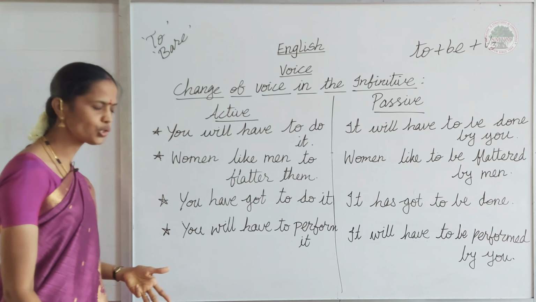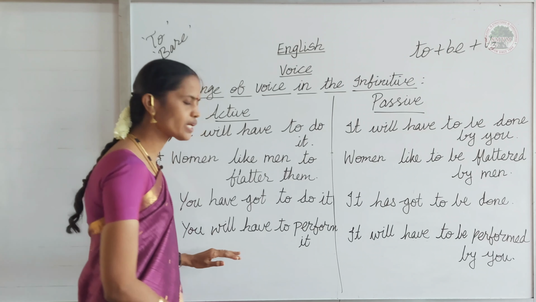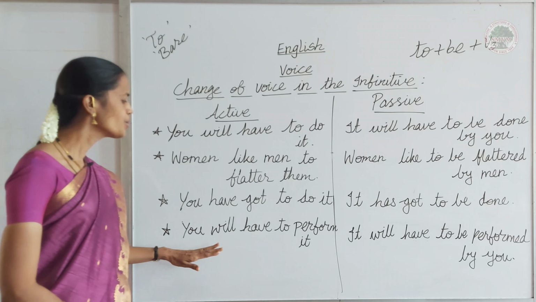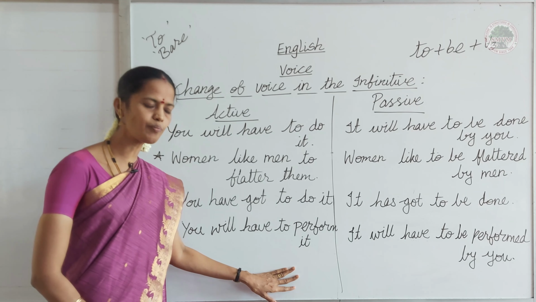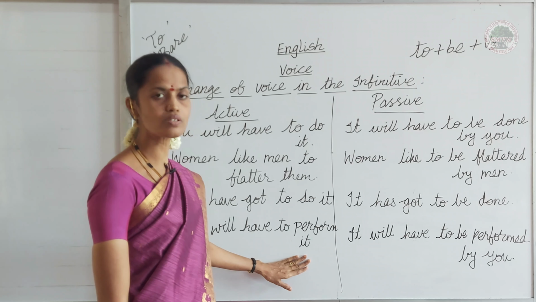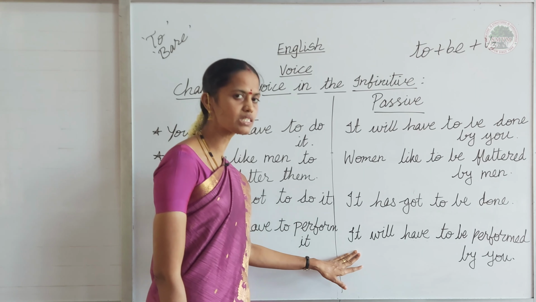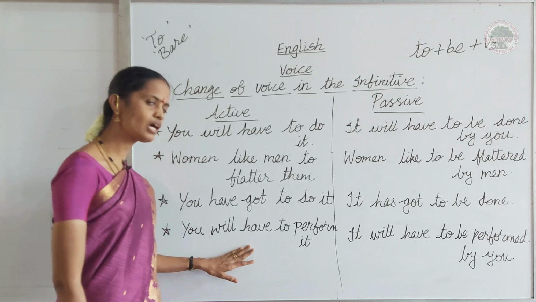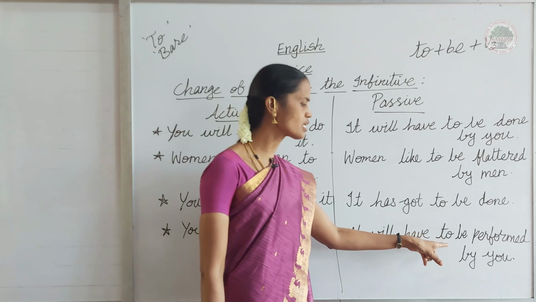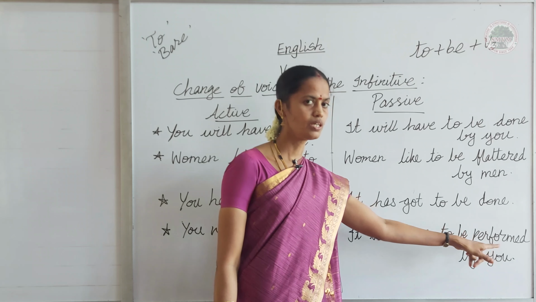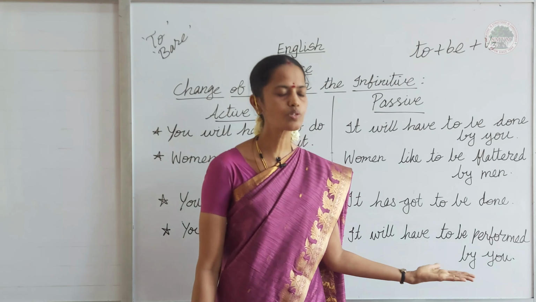Okay. So "by" you can write, or else it will be understood. Yes. Now we can see the last example: "You will have to perform it." Again, here also the object is "it." So we use that "it." We brought that "it" in the place of the subject. Then the main verb "will have" as it is we have used here. Then "to perform" we have changed into "to be performed." Then "by you." Okay. So we have written in this format.